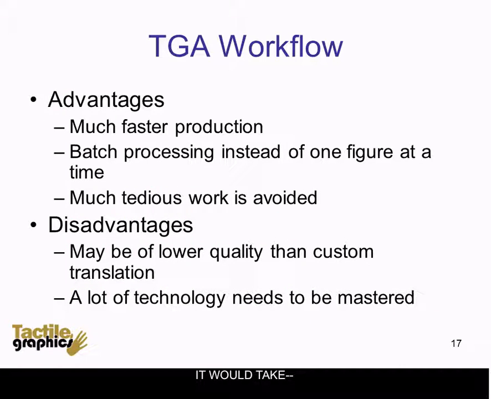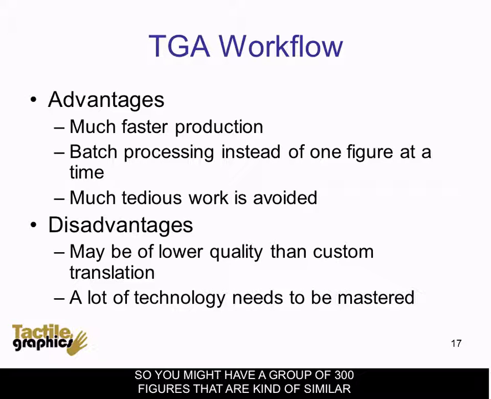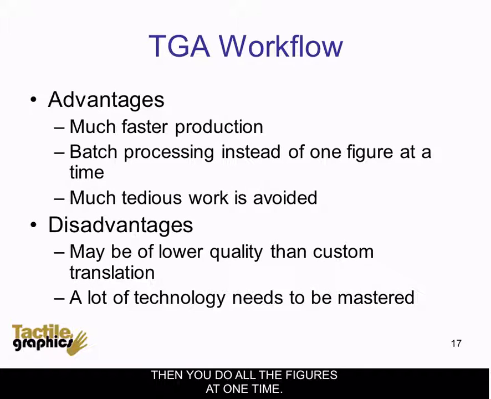So I'll talk a little bit about the TGA workflow. The advantage is that you have much faster production. It's on slide 17. It's batch processing instead of one figure at a time. So you get to do lots of figures at a time. You might have a group of 300 figures that are kind of similar to the one I showed you here. Once you did this machine learning step, then you do all the figures at one time. You just correct. So a lot of tedious work is avoided. That makes it a more interesting job.